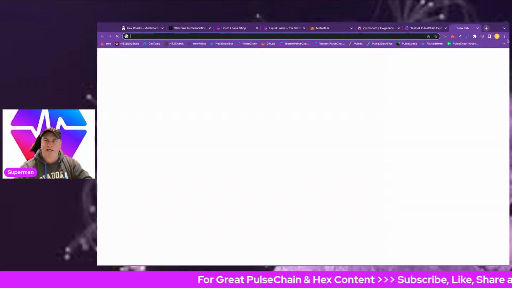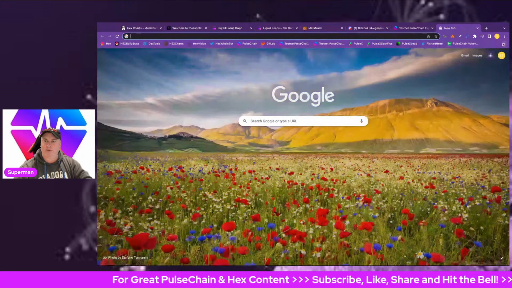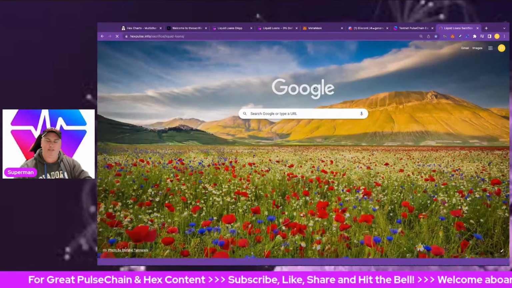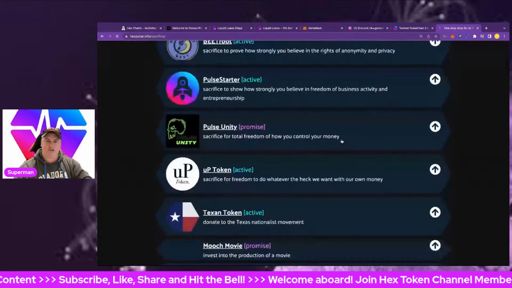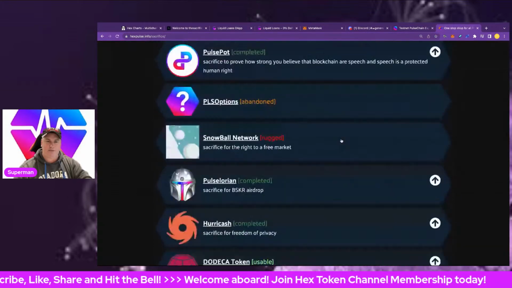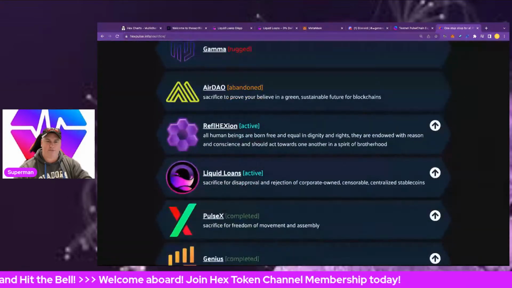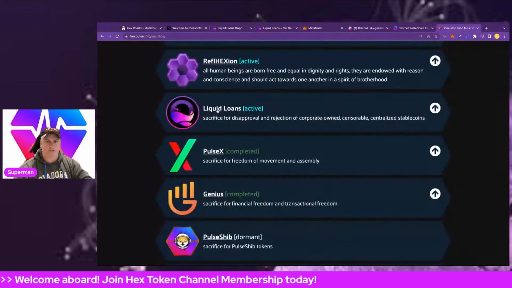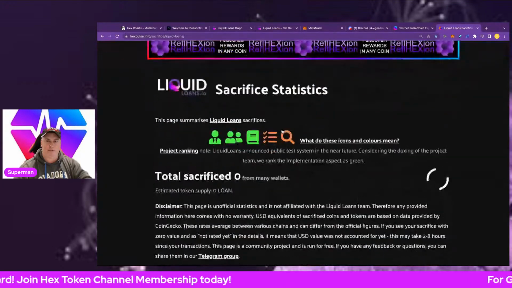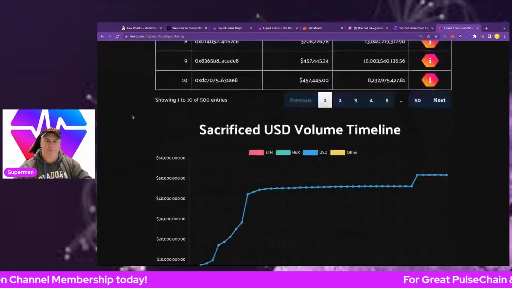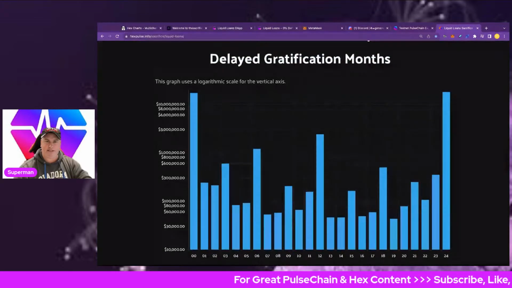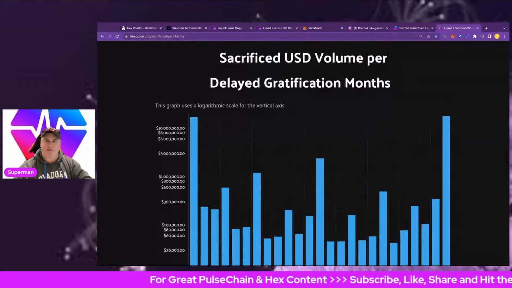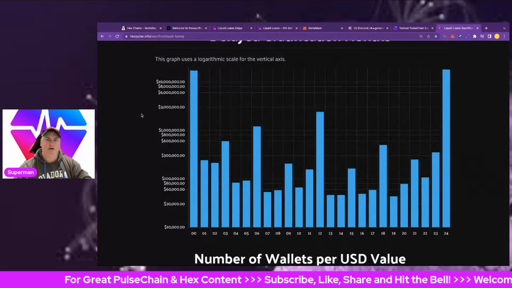And a good way of seeing that is if we jump over to the liquid loans and have a look at the sacrifices and scroll right down to liquid loans. And we still should have an actual view, or a pretty good estimate, of the actual sacrifice profile for longer pays better. I'm pretty sure they've got a chart in here for that. So yeah, here it is. Sacrifice US dollar volume, delayed gratification. This is a good indication of where we are.